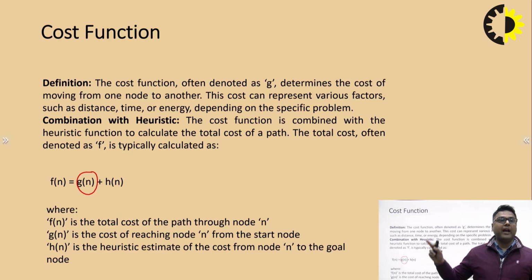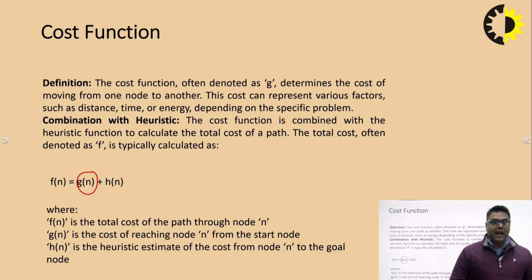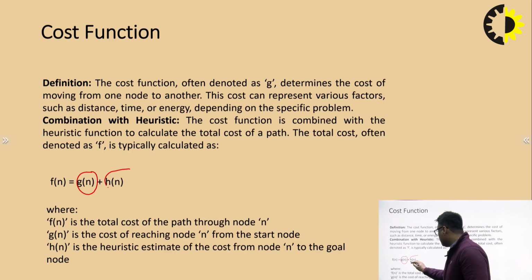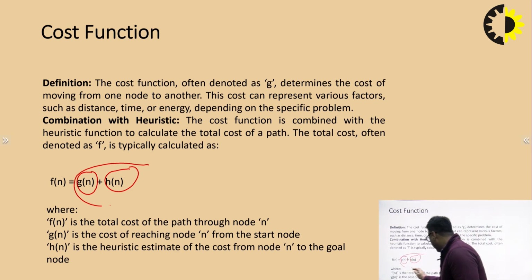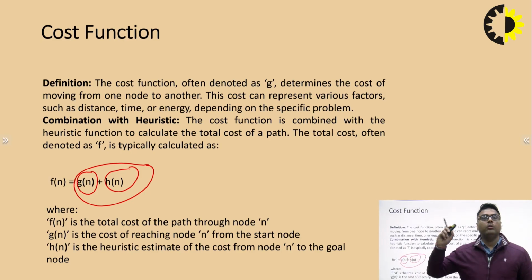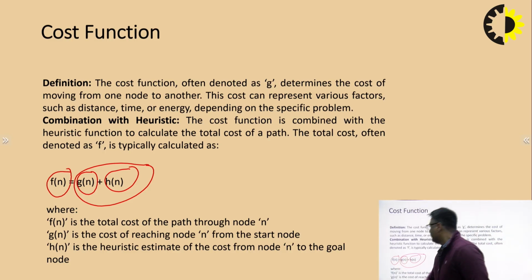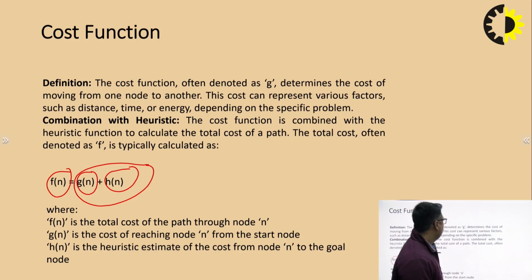That is also called the actual node movement cost, and Hn is the heuristic cost from that node n to the goal node. It is a heuristic value, and adding both values, we find the start to goal node value. So it is related to the Fn function. Here the cost function definition is mentioned.